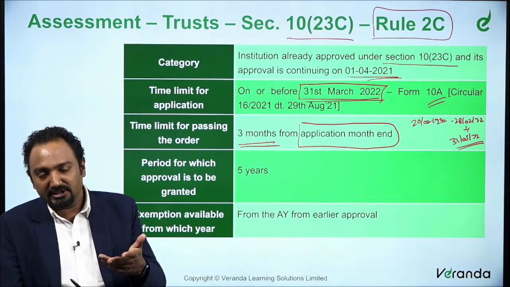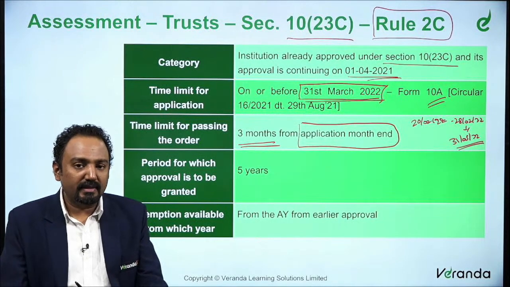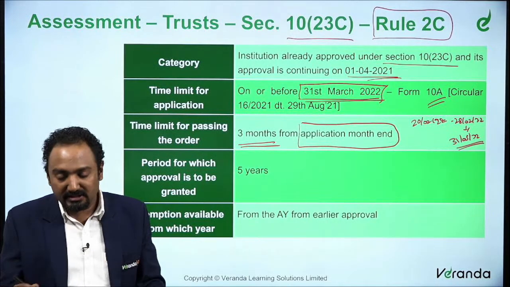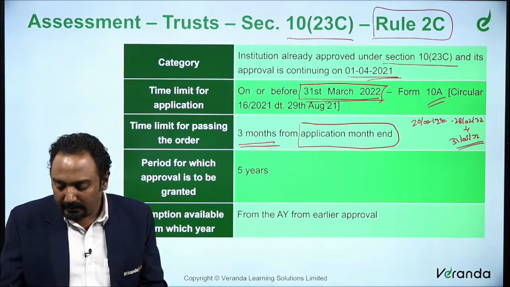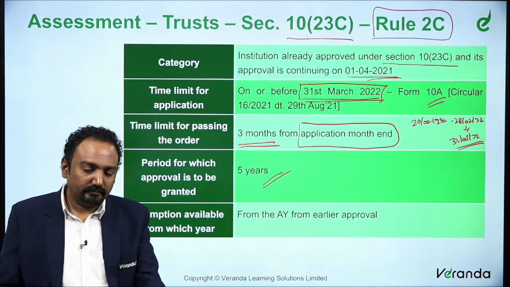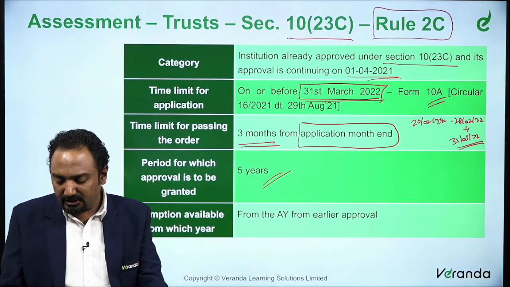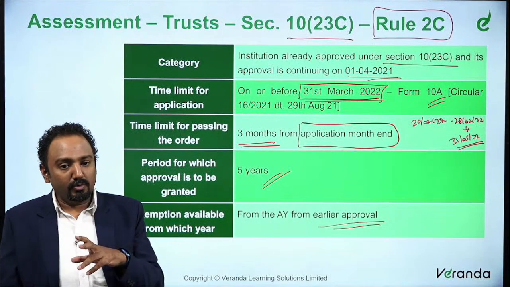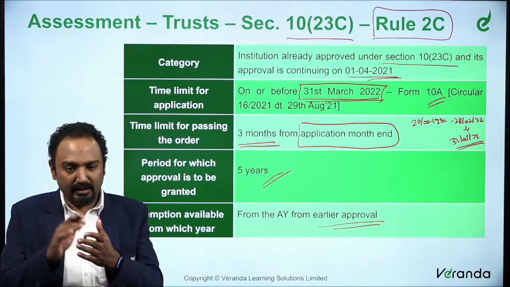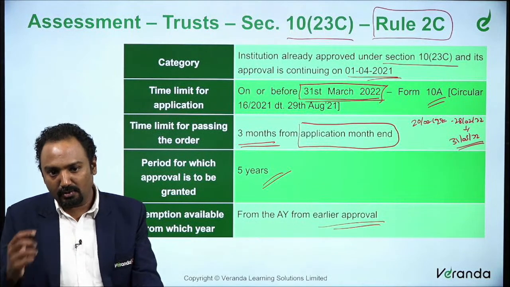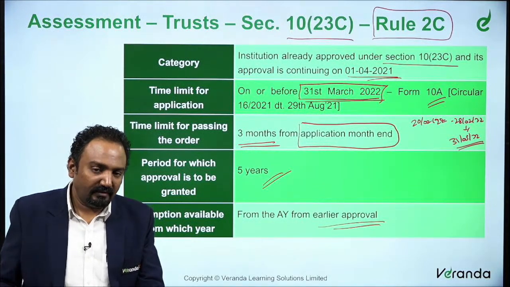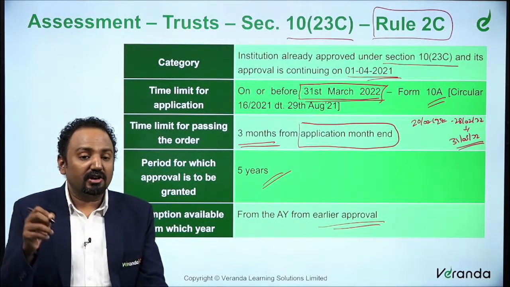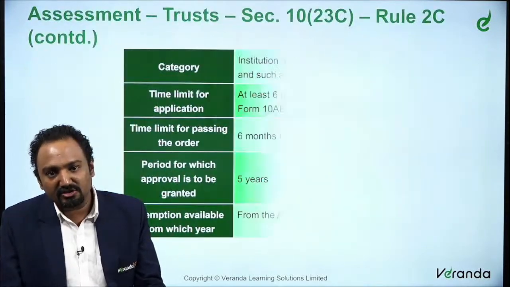So, once you file an application in 10A, the order must be passed within 3 months from the end of the month in which the application was made. For what period is the approval granted? They are granting it for 5 years. When does this 5 years start? From the assessment year of the earlier approval. There would already have been an approval, so from that approval's assessment year, it shall continue for a period of 5 years. So whenever it was earlier approved, from that assessment year, 5 years is counted. So that is the first thing.